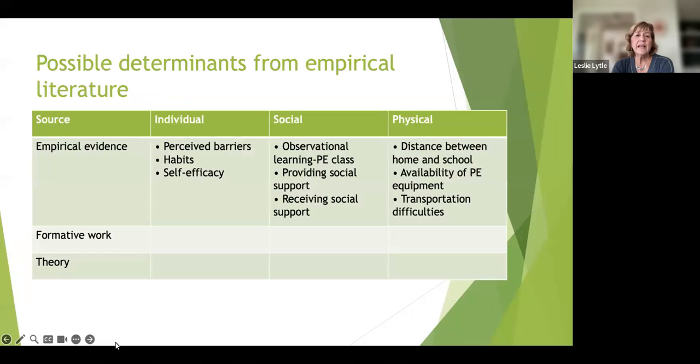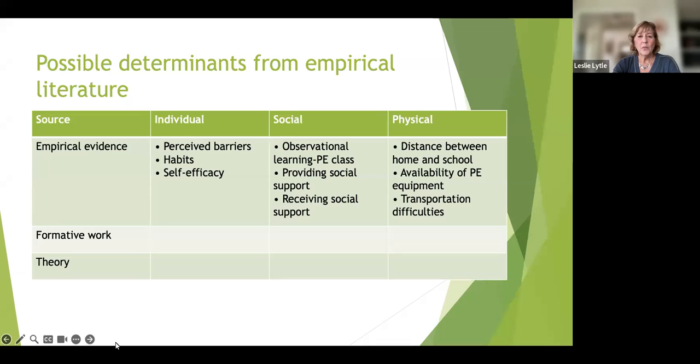At the end of this phase for TAG, we may have come up with these 9 determinants from the empirical literature that we should consider as being part of the basis of our intervention work. From the individual level, perceived barriers, habits, and self-efficacy came up in the literature. From the social environment, the literature suggested observational learning that happens in PE class, and providing and receiving social support. And in the physical environment, some articles suggested that distance between home and school, transportation, and availability of PE equipment were also determinants that the literature suggested were related to levels of physical activity in adolescent girls.